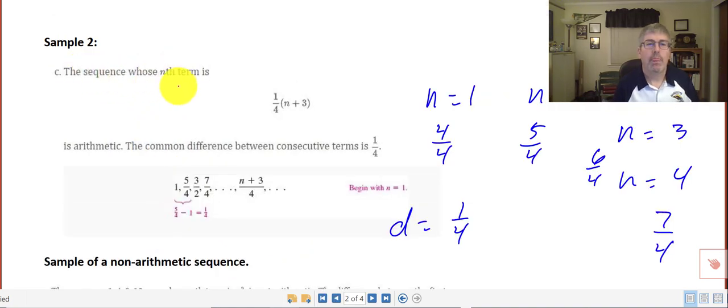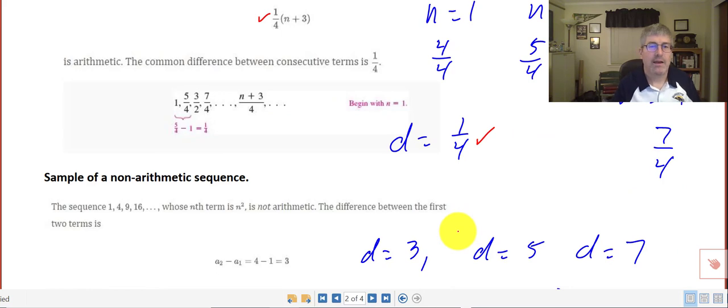In sample 2, we've got a sequence whose nth term is 1/4 n plus 3. Again, substituting 1 in for n, 2 in for n, 3 in for n, and 4 in for n, we get 4/4. n equals 2, we get 5/4. n equals 3, we get 6/4. n equals 4, we get 7/4. Our difference is 1/4. And a non-arithmetic sequence is just defined as a sequence in which the difference of consecutive terms is not the same.